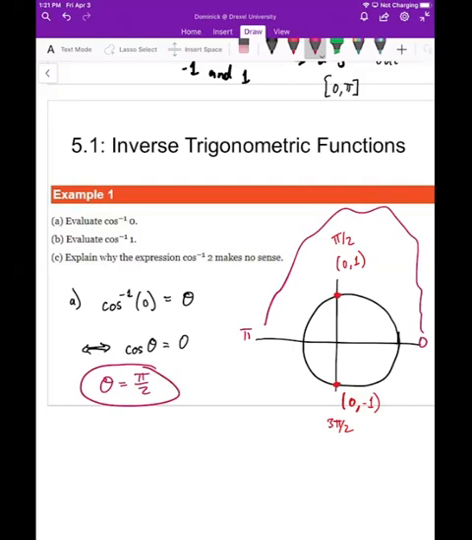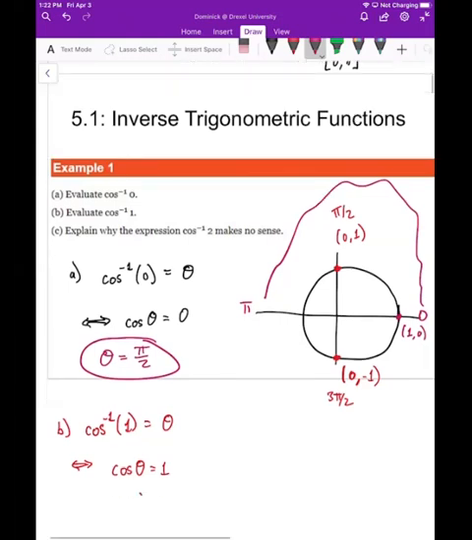Okay. Now, in part B, we want to find the inverse cosine of 1. And again, this will give you some angle to come out. If you convert this, it means that we want to find an angle whose cosine is equal to 1. Well, where do we have a cosine of 1? Of course, that's going to happen here, at (1, 0). And in this case, we don't even need to worry about picking one of the points. This only happens in one spot. We know that this is at theta equal to 0.